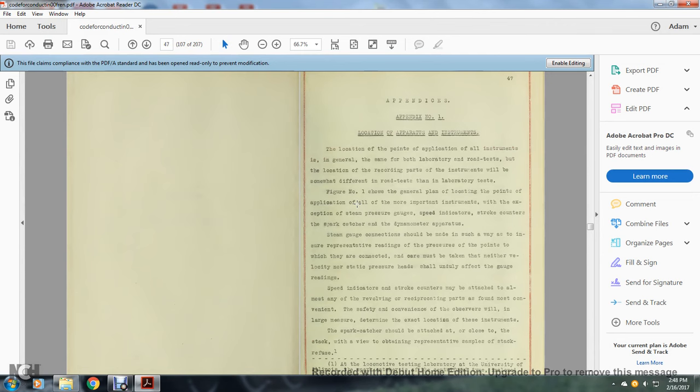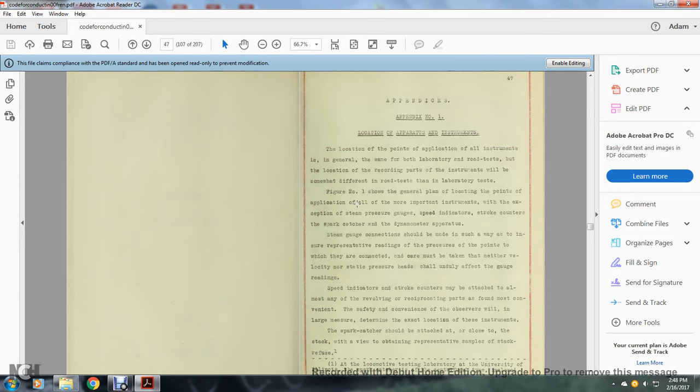The location of the point of application of the instruments is in general the same for the laboratory and the road test, but the location of the recording parts of the instrument will be somewhat different for the road test and the laboratory test. Figure number 1 shows the general plan of the location of the points of application of all the important instruments: the expansion of steam pressure gauge, speed indicators, stroke counters, spark catcher, and the dynamometer apparatus.